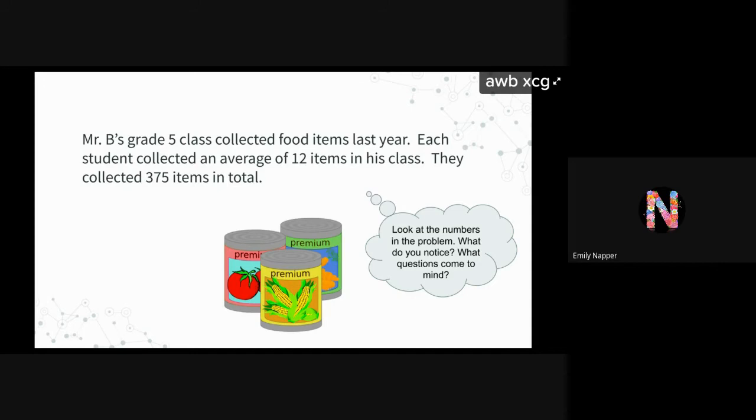I'm inferring that 375 divided by 12, so splitting those items into groups of 12, because I kind of ignored the word average. In my mind, each kid in the class brought in 12. So I was thinking if I had 375 things split into groups of 12, I would end up with one group that didn't have 12. And then it's like, is that half a student? Because every kid was supposed to bring in 12.